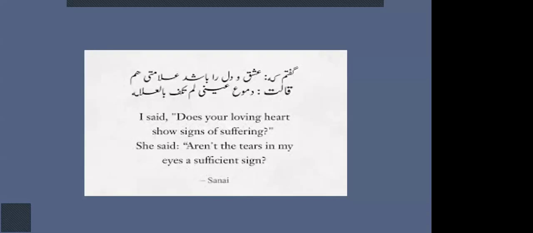So I said, does your loving heart show signs of suffering? She said, aren't the tears in my eyes a sufficient sign? So nothing's very clear here. You need to be a very special person with special care for literature in order to pay attention and do your best to communicate this to another audience in another culture. So many things are very subtle and not very clear.